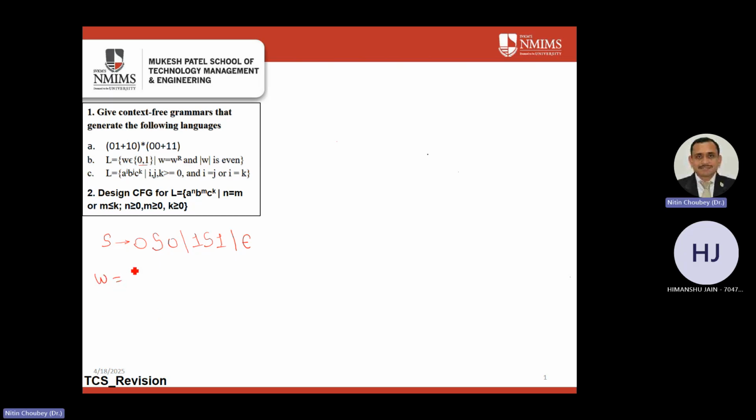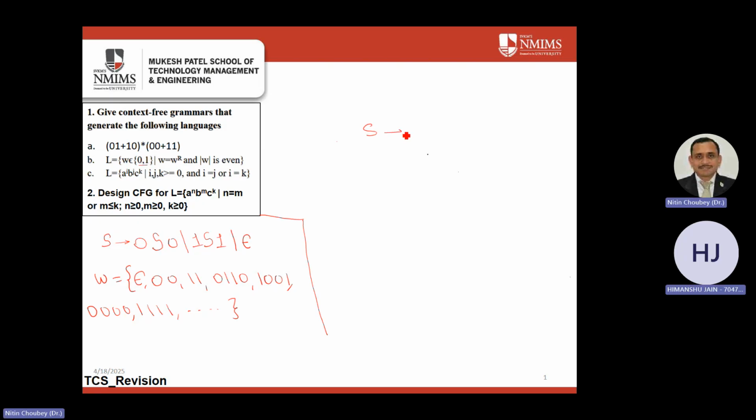Let's say W is even length, meaning we are considering epsilon as an even length string. Epsilon, followed by 0, 0 or 1, 1 or 0, 1, 1, 0, 1, 0, 0, 1, 1, 1, 1, 1 and so on. Correct? Because we are talking about even length only, not odd length. We will never have 0, 1, 0 or 0, 0, 0 or any other thing. So I hope we can generate this very well from this. Yes or no?